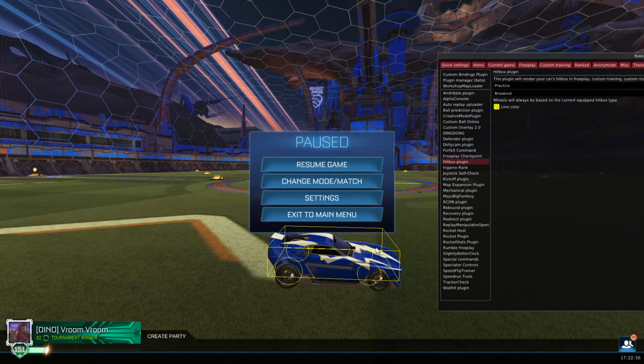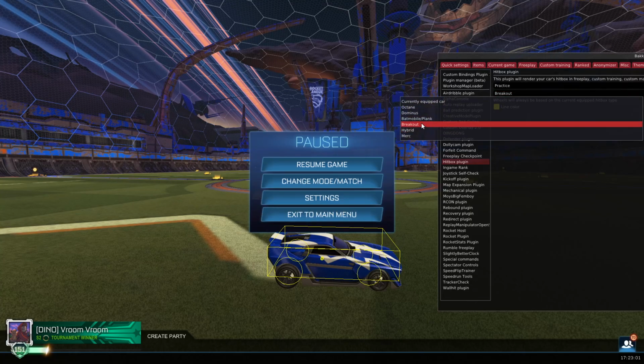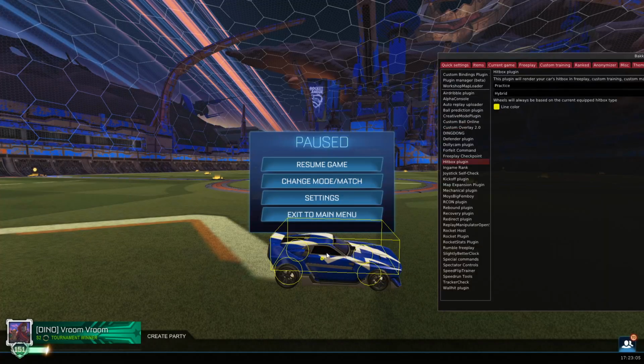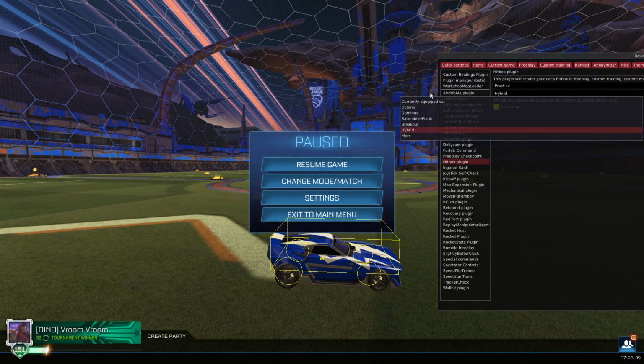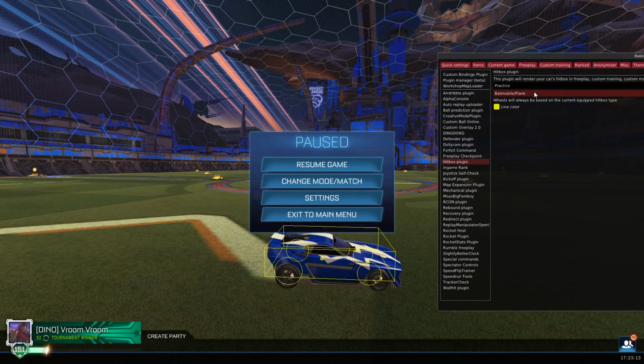Now we call this distance reach, by the way. This is the reach of the car. Breakout has the most reach. The second most reach is the hitbox that I use, Hybrid. It's pretty close to the Breakout's. And then third is going to be Batmobile or Plank. And fourth, Dominus. Fifth, Octane. And last, Merc. Merc is awful for air dribbles.